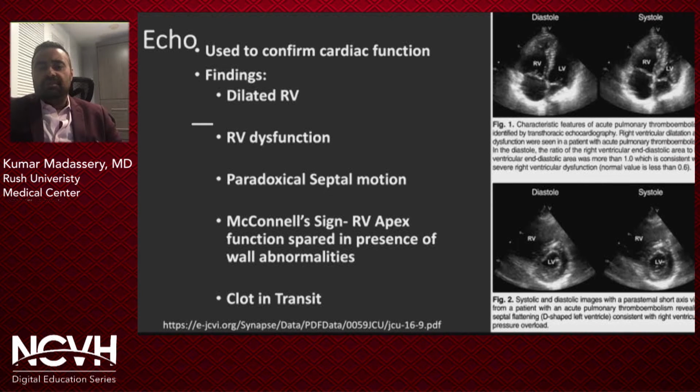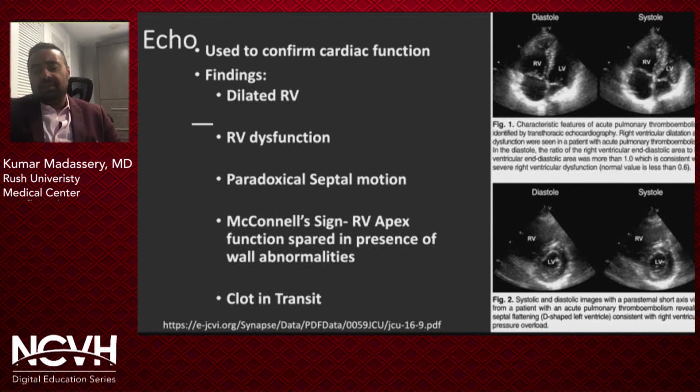What we look for is the right ventricular dilatation, the dysfunction, the septal motion. McConnell's sign is something that's referred to quite a bit, basically where there's sparing of the right ventricular apex while there are abnormalities in the rest of the right ventricle. And the other thing that echo really helps us with, that CT can sometimes help with as well, is clot in transit, where you have thrombus sitting in the right atrium that may become a catastrophe for the patient.